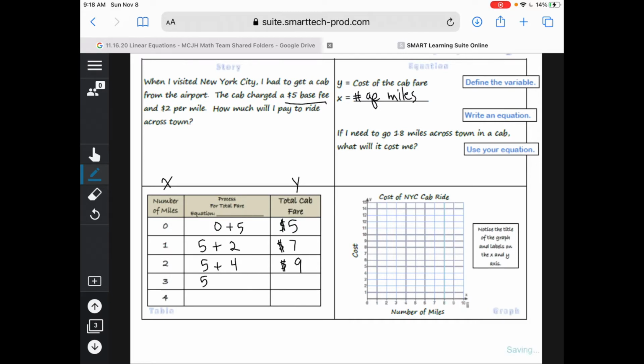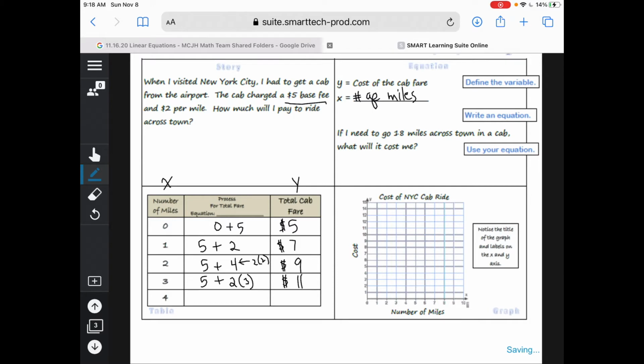Again, I have a base fee of $5. And then we do 3 miles at $2 per mile. So you can do this like 2 times 3. Same thing with the last one. It could have been 2 times 2 to get the 4. So 2 times 3 is 6. Plus 5, it's going to give me 11 total dollars.